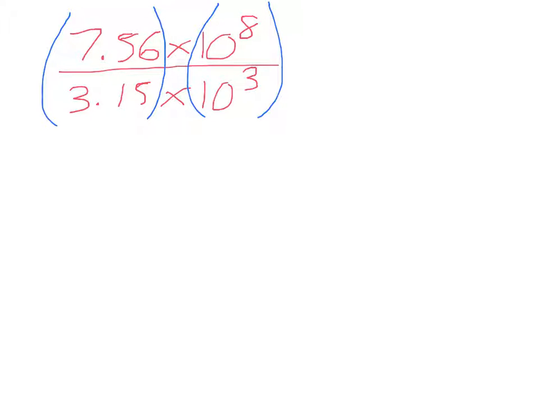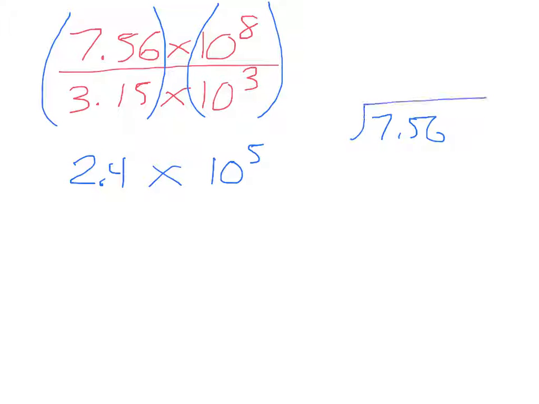And so now if I do 7.56 divided by 3.15, what I end up getting there is 2.4. Here, because I'm dividing my powers, remember when you divide powers, you subtract the exponents. So this will give me 10 to the 5th power. And again, I'm going to do 7.56 divided by 3.15. I'm not going to go through all that with you right now, but you can work that out. But that's how I would have done the division.